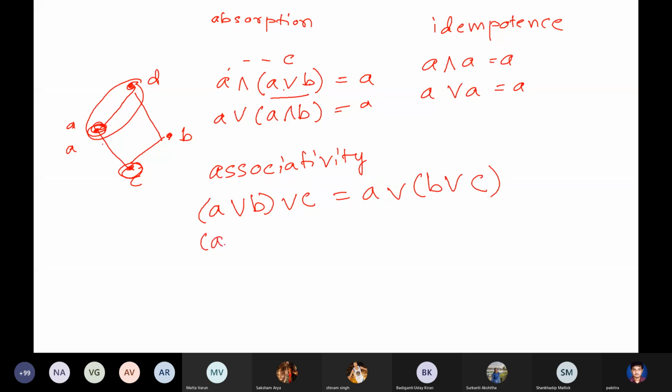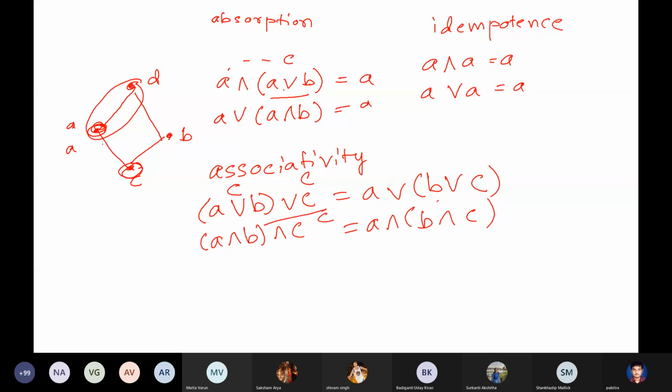And the dual also. If you just interchange the meet and the join, you get another theorem. The same theorem holds by interchanging meet and join. Okay, let's see this. So what is A, B? This is C, and C join C is C itself. So this entire thing is C.